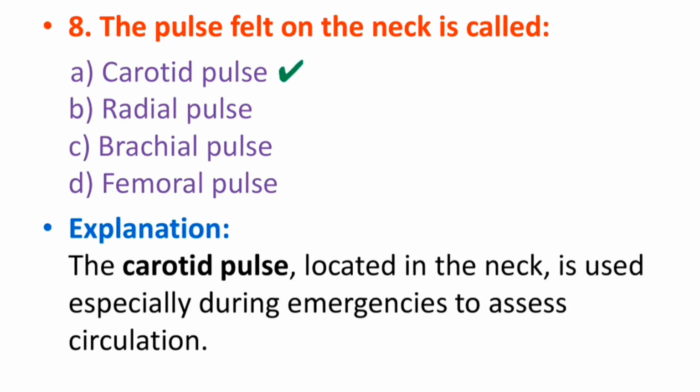The pulse felt on the neck is called option A carotid pulse, option B radial pulse, option C brachial pulse, option D femoral pulse. The correct answer is option A, carotid pulse. The carotid pulse located in the neck is used especially during emergencies to assess circulation. The pulse felt on the neck is called carotid pulse.